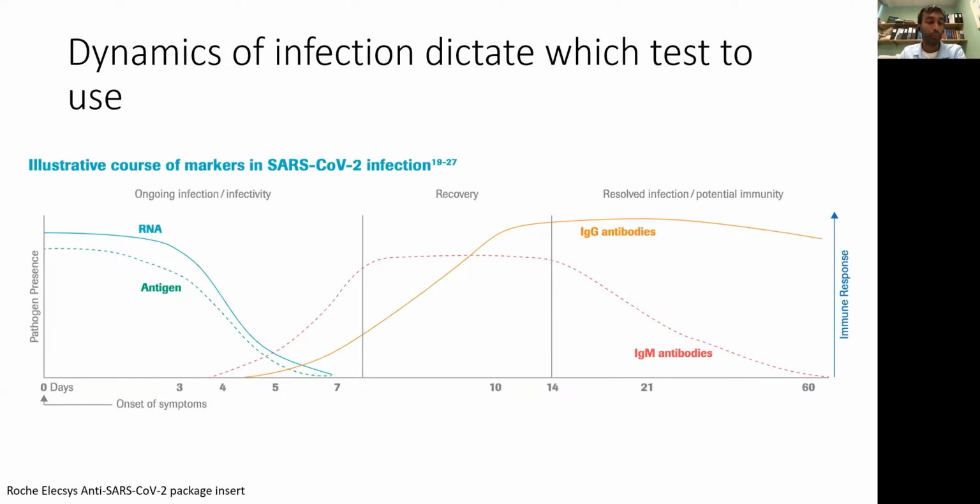So a critical component of testing for SARS-CoV-2 relies on understanding where in the illness course the patient is with respect to the onset of symptoms. And so this is just a schematic that is commonly used for describing this phenomenon. And the choice of which type of assay to use depends heavily on where the person is along this timeline.